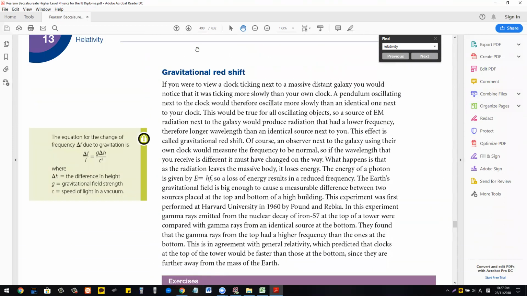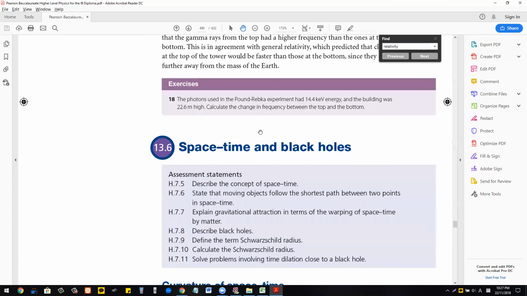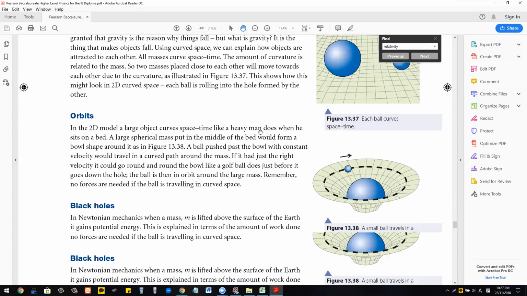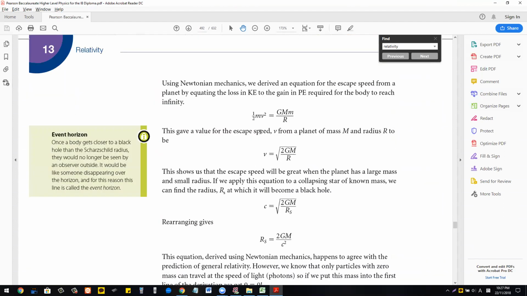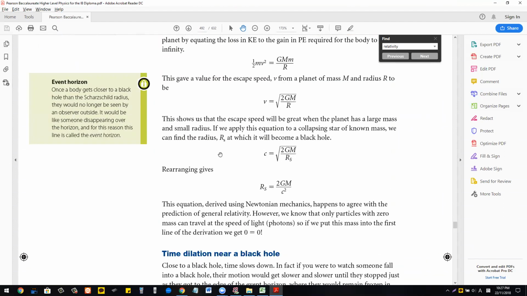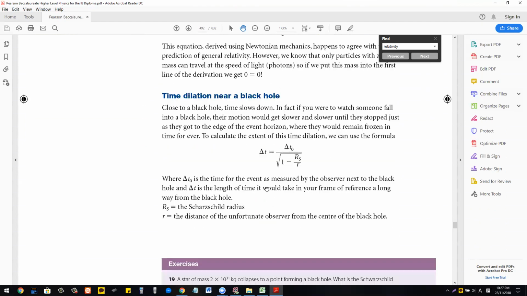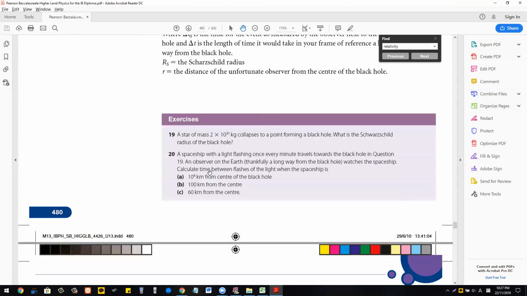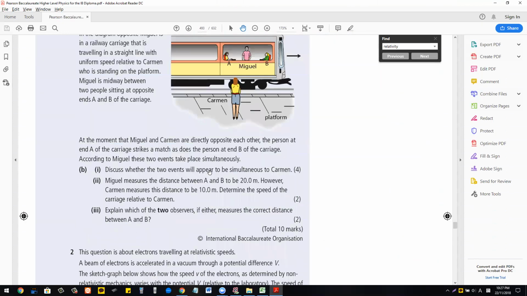Have you heard about gravitational redshift? No. I don't think that's going to show up. What about the event horizon? No, we haven't done that. Chandrasekhar radius? No. Never heard of that? Okay.